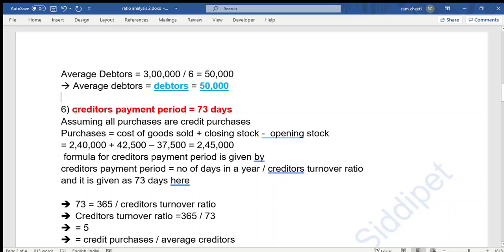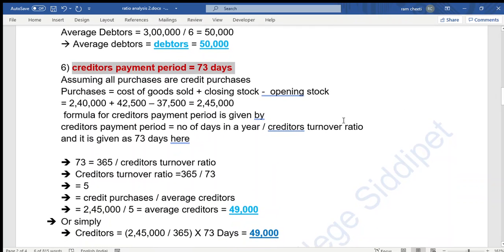And in the same way this calculation is also made, just like average collection period, average payment period is 73 days, and assuming all purchases are credit purchases, when nothing is given about credit sales and credit purchases, all the sales and purchases are to be considered as credit only.